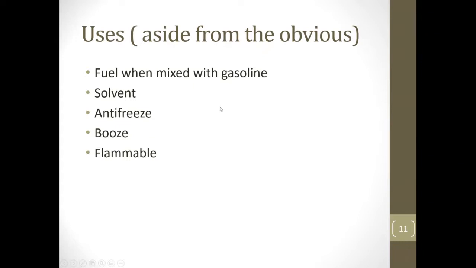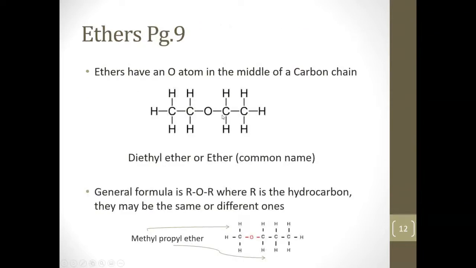So those are alcohols. Here is ethers, the second family. And we're going to look at basically the same points for each family as we go through them here. We'll look at the structure, the group or the derivative that we're adding, and a couple of examples of what they are, as well as the properties and uses. So ethers have an oxygen atom in the middle of a carbon chain, and it's not necessarily exactly the middle, just somewhere between the ends.